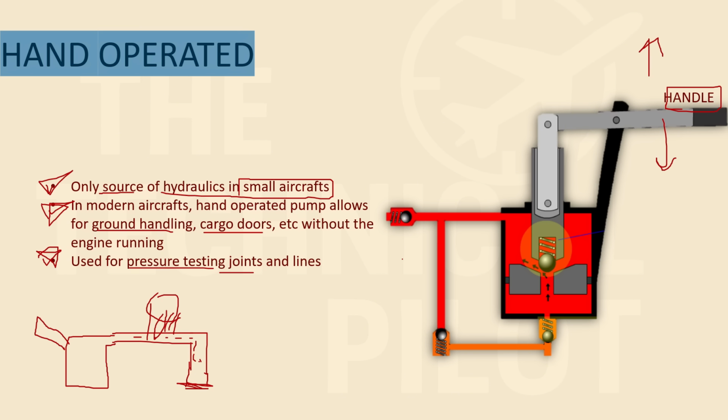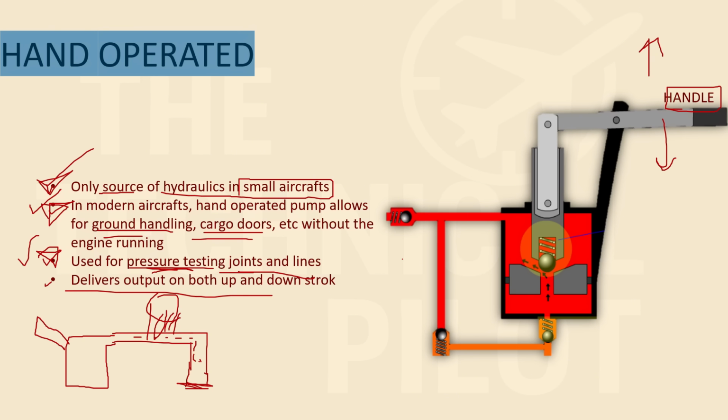So these are the three purposes of a hand-operated pump. In a small aircraft, it can be the only source of hydraulics. In a modern aircraft, it is used for ground handling and opening cargo doors. In general, it can also be used for pressure testing joints in line. All right. And yeah, one more thing, it delivers output on both up and down stroke.